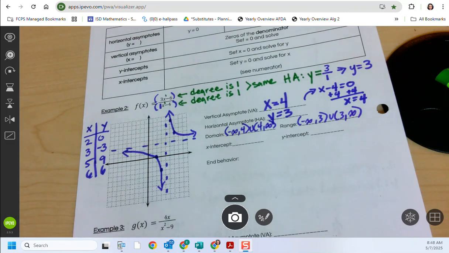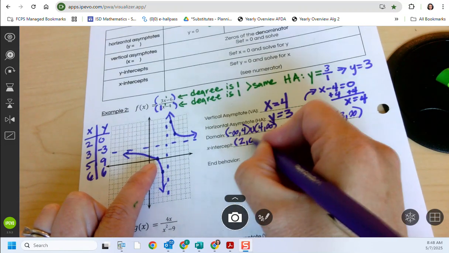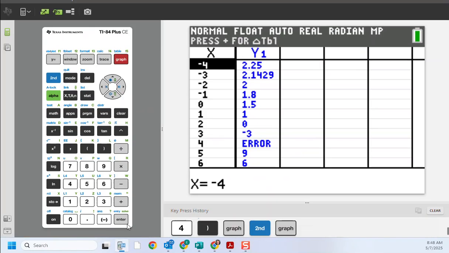I can see my x-intercept pretty clearly here, so that's good news. My x-intercept is right here at 2, 0. And then to find my y-intercept, I can go back to my table of values. And it's 0, 1.5.